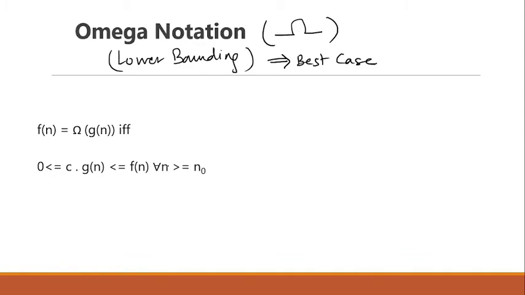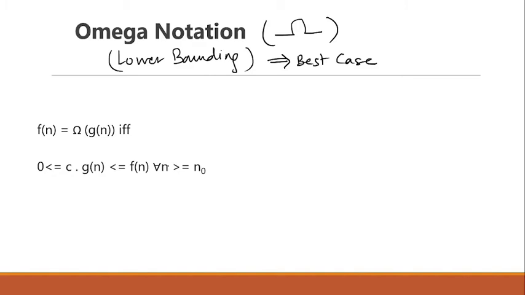When we had big O, or upper bounding, when we say f of n is upper bounded by g of n, my c dot g of n was on the higher side. Whereas now I have f of n lower bounded by g of n. That means my c dot g of n should be on the lesser side. So when can I say that f of n is lower bounded by g of n? When c dot g of n is less than or equal to f of n. And that's the basic concept.